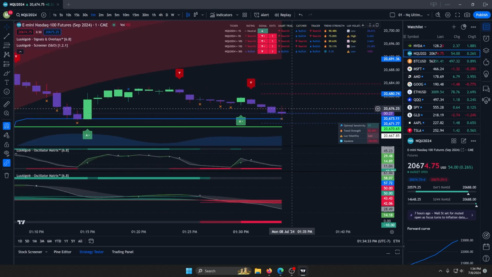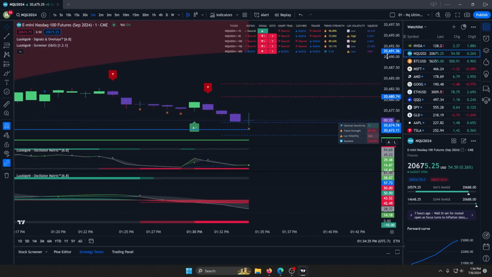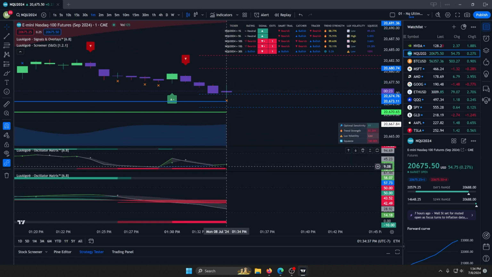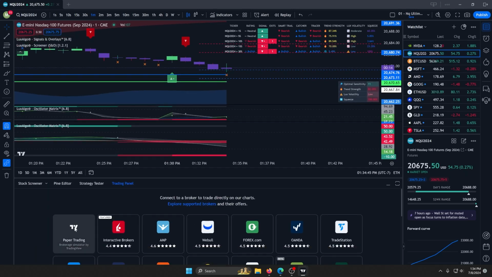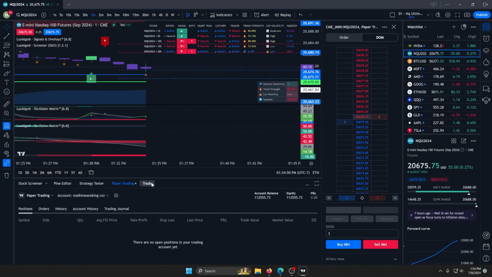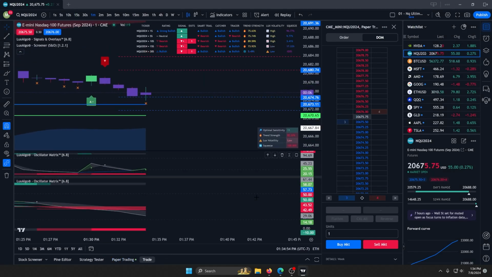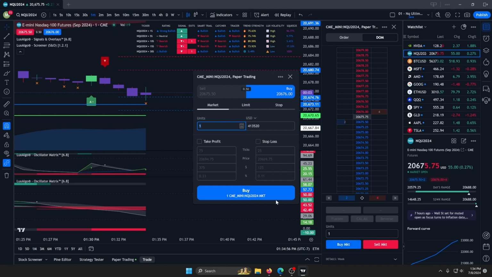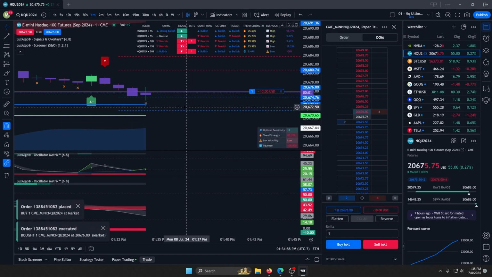So right now we're in green. We're going to wait till this move is done. We got a green dot here, so let me just show you guys a paper trade with this strategy. Because we got a green dot here, so let's buy. Okay.